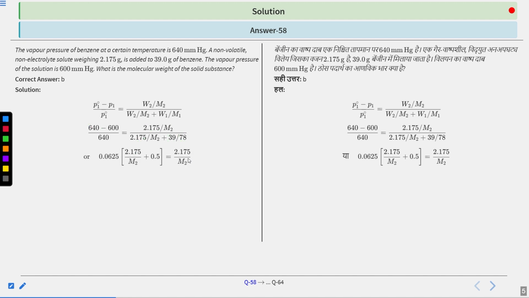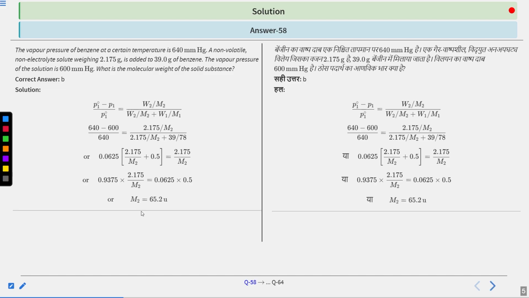Now if I simplify it further for M2, then on calculating it further, we have cross multiplied it. This gives you your molar weight as 65.2 u. Clear? So this is the molar weight of the solid that has been added.